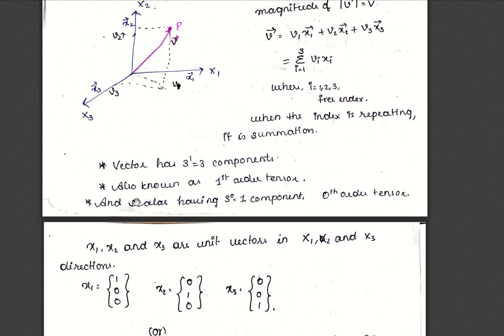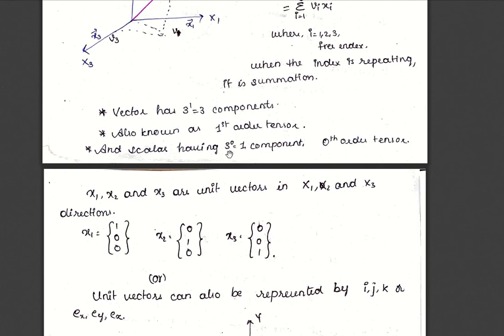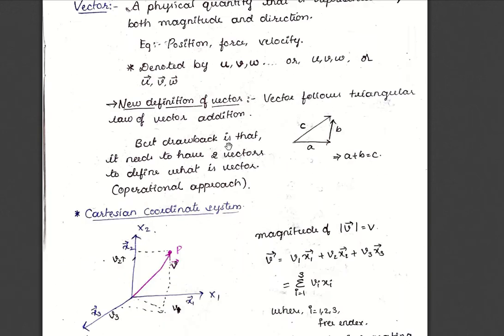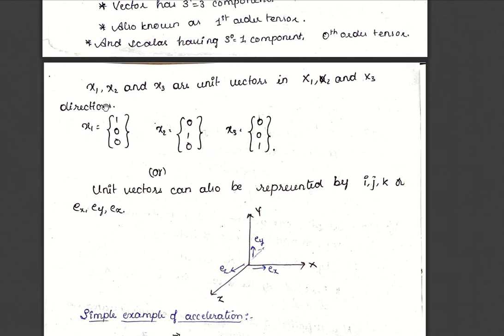It has three components. It is also known as a first order tensor. A scalar has 3 power 0, which is equal to one component, only one component, which we can represent by a single real constant number. So x1, x2, x3 are unit vectors as I have mentioned. If you take the x1, x2, x3 directions, the x1 value will be 1 0 0, the x2 value will be 0 1 0, the x3 value will be 0 0 1. So these are all unit vectors.